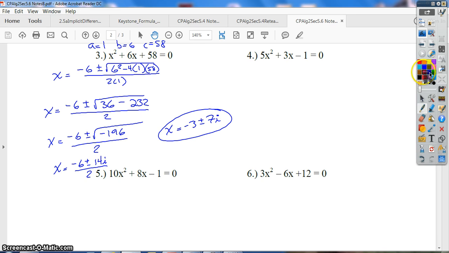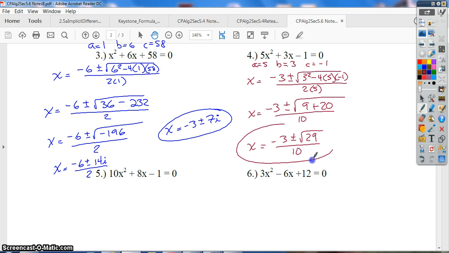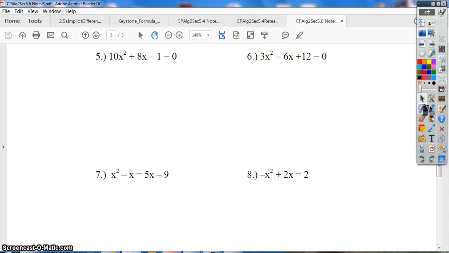Okay, again, A is 5, B is 3, plus or minus the square root of 3 squared minus 4 times 5 times negative 1, over 2 times 5. So negative 3 plus or minus the square root of 9 plus 20, over 10. So this one doesn't look like it's going to reduce. I need the square root of 29. 29 is a prime number. And I can't reduce 29 to 10 or 3 to 10. That's 4. Right, we got 5 and 6 to get through now.